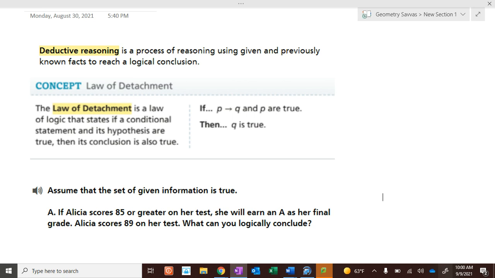Now, we'll have two laws today, the law of detachment and the law of syllogism. The law of detachment says if a hypothesis leads to a conclusion and we know the hypothesis is true, then the conclusion has to be true. Okay? So this makes up very basic statements that are very easy to follow.